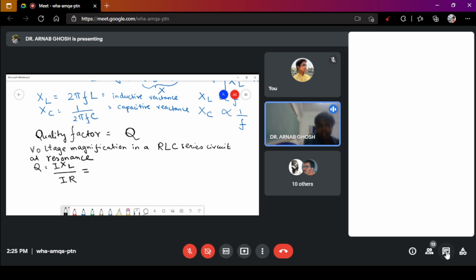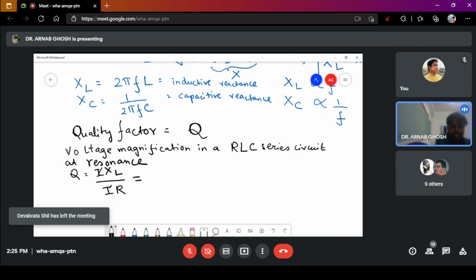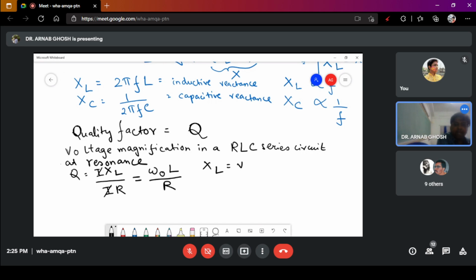What is XL? So in XL by R, the I and I get cancelled out. So you can write this as omega 0 L by R. Here, XL is the value of inductive reactance at resonance. Okay, this is the concept of XL.